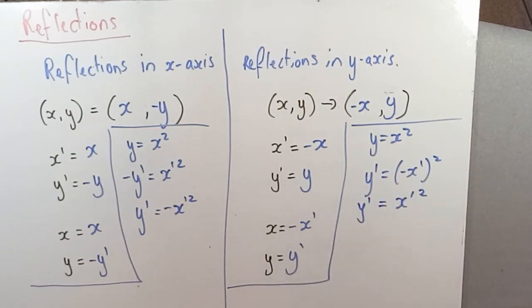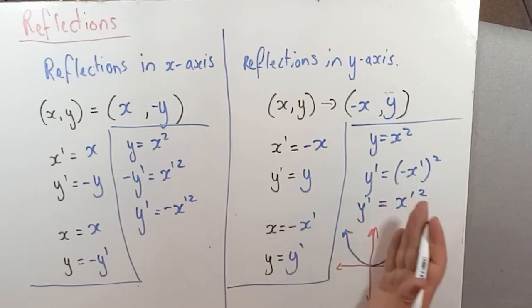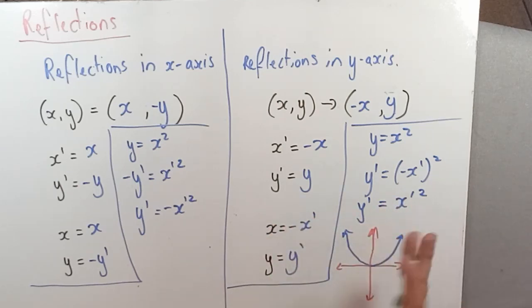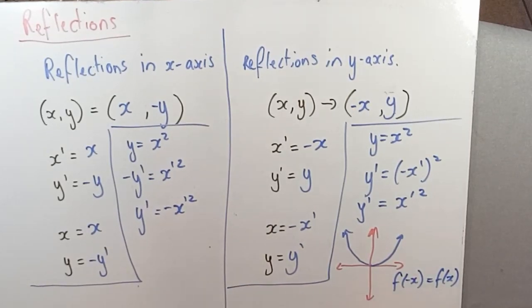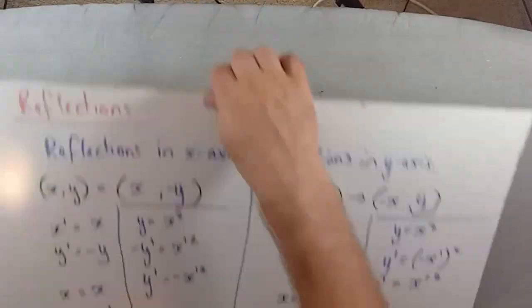If we've got a parabola, well, not any parabola, but this parabola in particular, because it's an even function. Remember what an even function is? It means that it's symmetrical about the y-axis. So if you flip it on the y-axis, you get the same graph. Okay, so f of negative x is equal to f of x. That's an even function. And x squared is an even function, so it doesn't change.